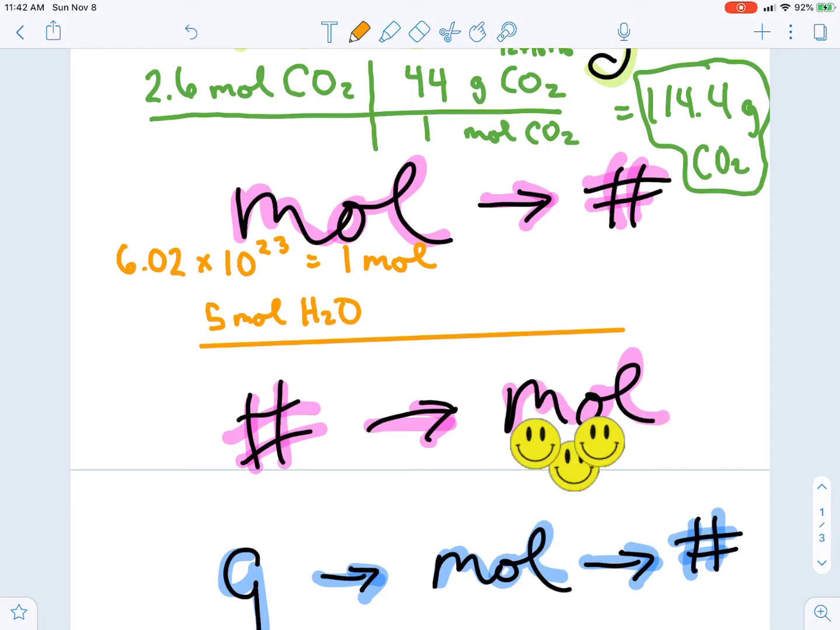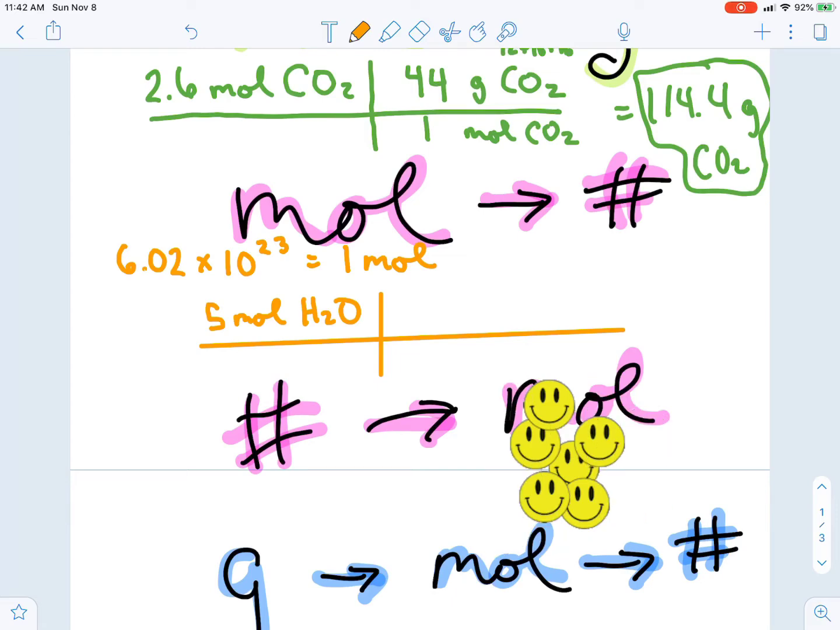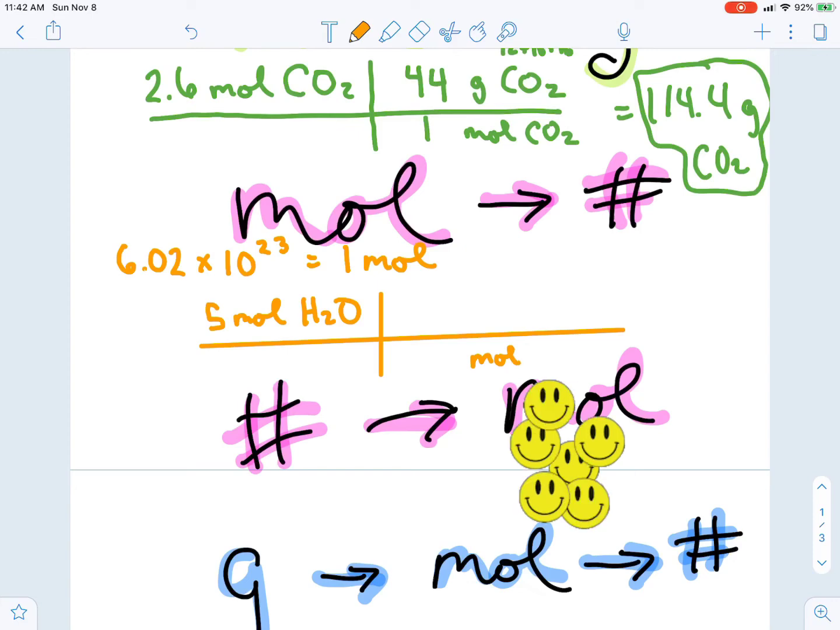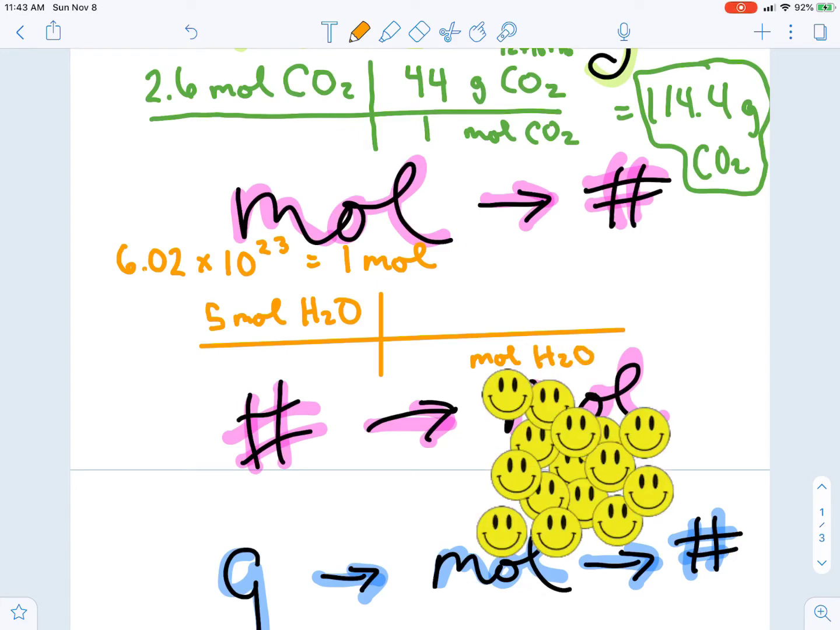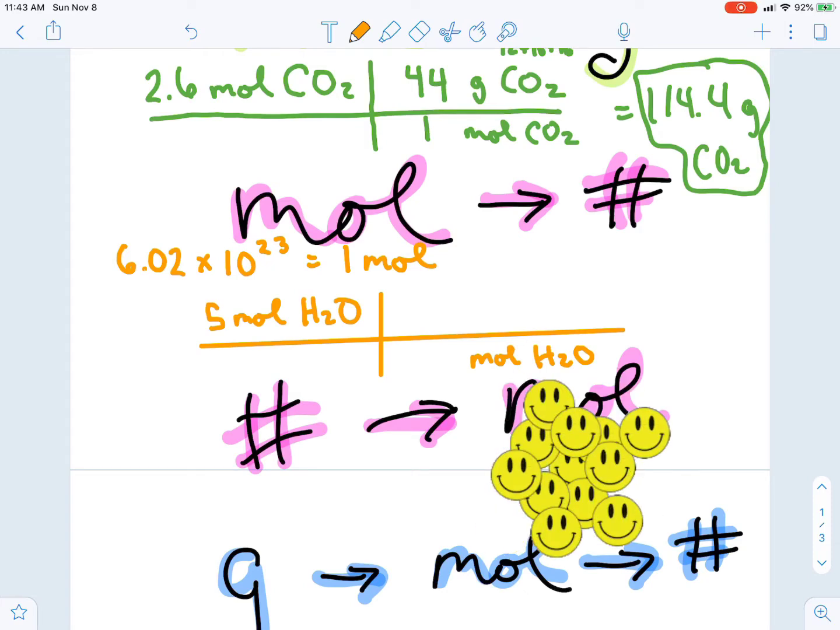And we're going to change these moles into the number of particles. So the first thing I'm going to do is cross out that mole on the bottom. So mole H2O. All right. Now we're going to the number of particles.